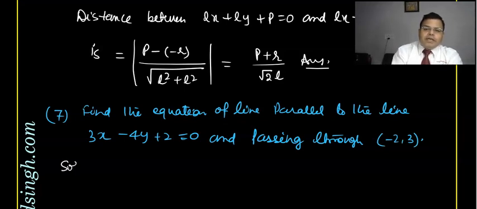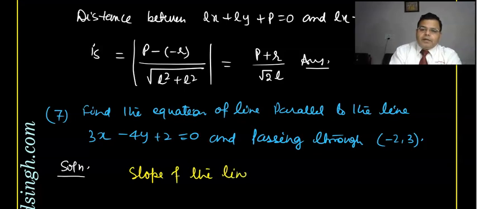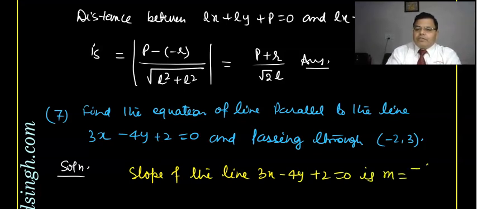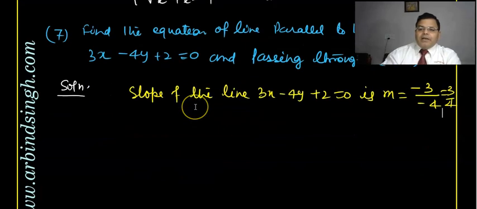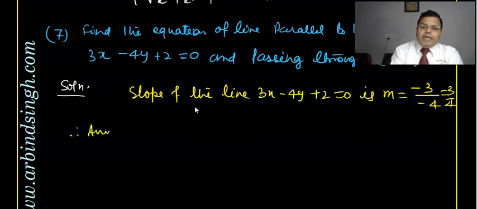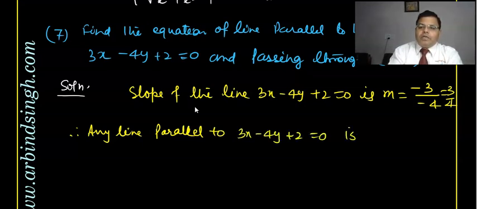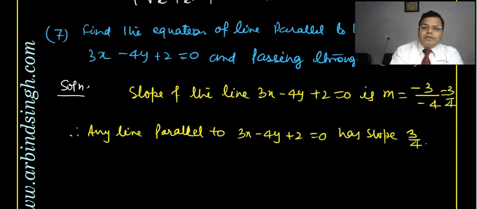So here the solution can be written as: the slope of the line 3x minus 4y plus 2 is equal to 0 is m, that is minus coefficient of x upon coefficient of y. You have learned this, that is 3 by 4. Any line parallel to this has the same slope. So therefore, any line parallel to 3x minus 4y plus 2 is equal to 0 has slope 3 by 4.